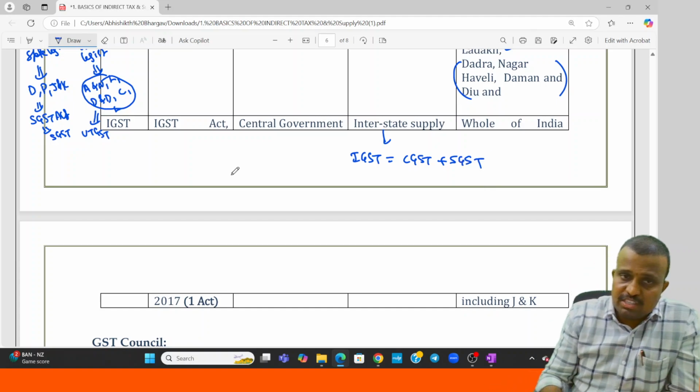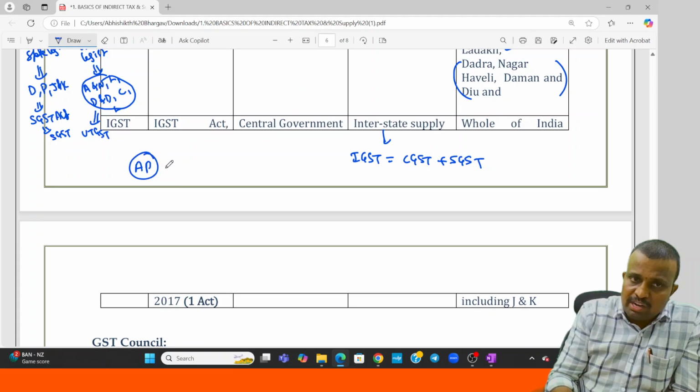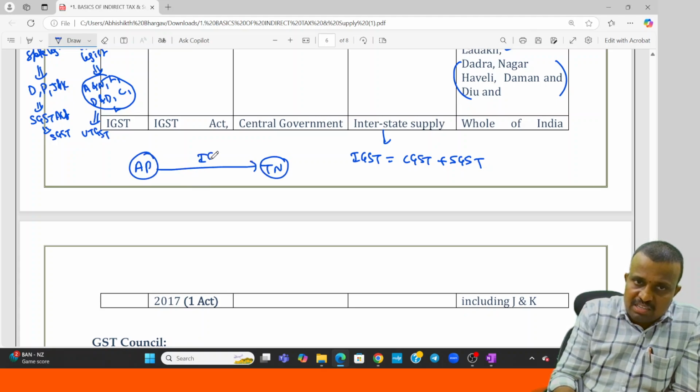For example, if a product is transferred from AP to Tamil Nadu, then IGST is levied, and this consists of CGST and SGST. Here the CGST part belongs to the central government, and the SGST part belongs to the state government.